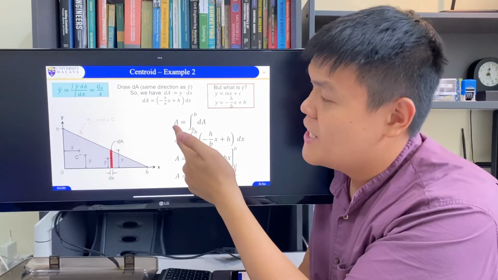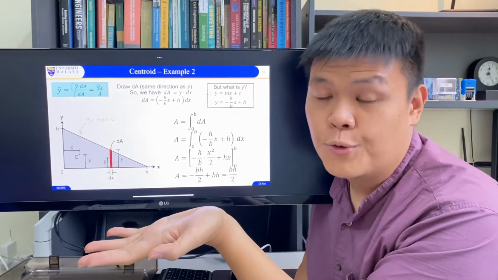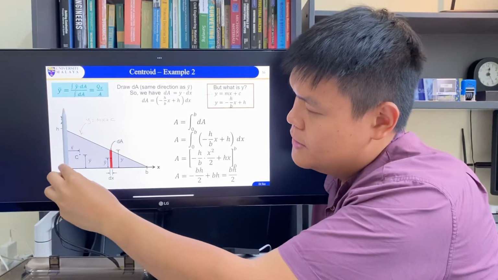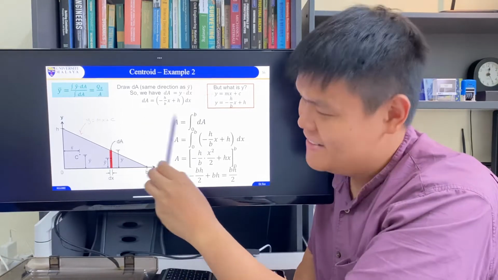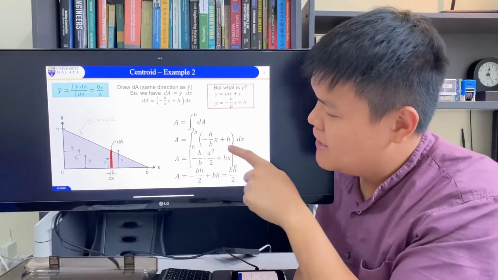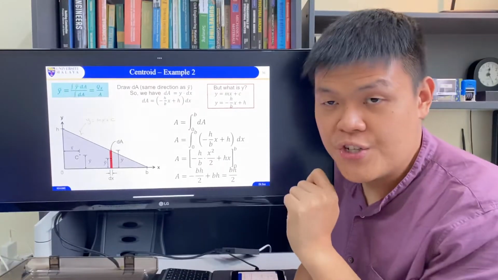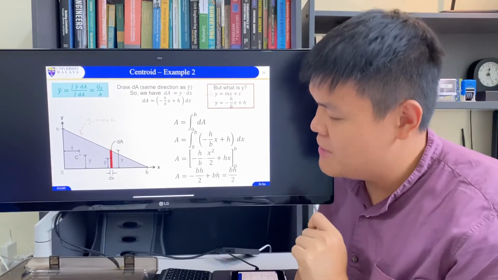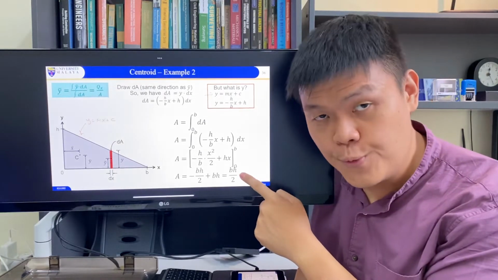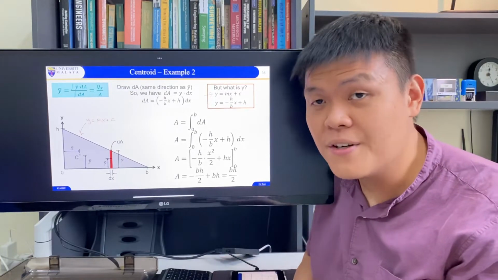Now, let's find A, the total area. It's the integration from 0 to b. dA is this, so just put that in there, do the integration, substitute the values of b and 0, and you'll get A equal to bh over 2. And that's the area of a triangle.